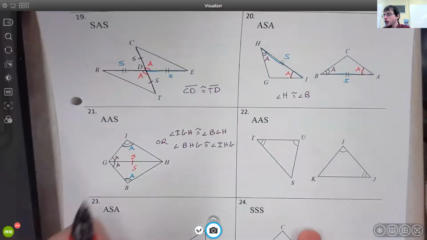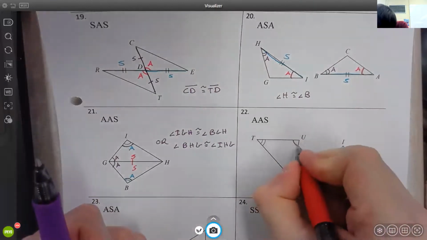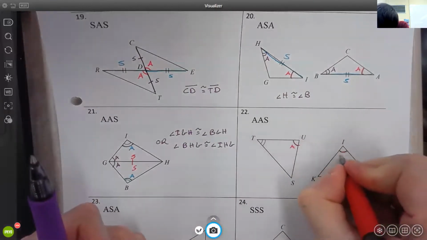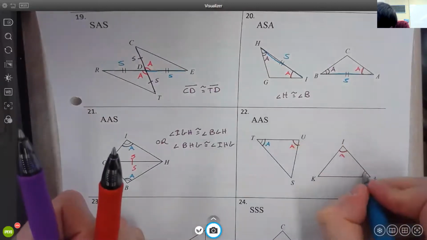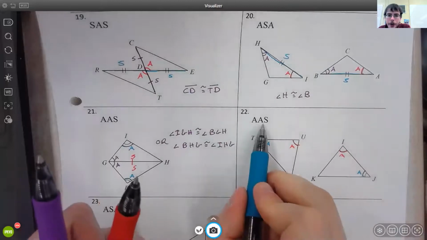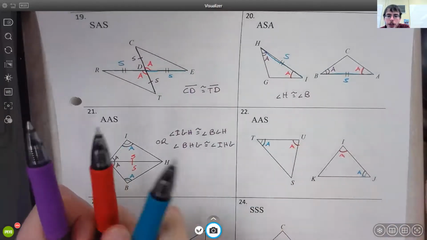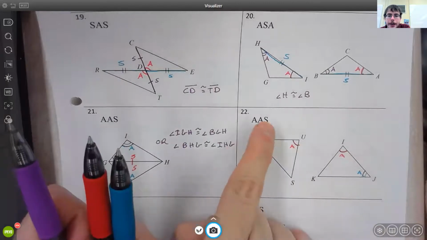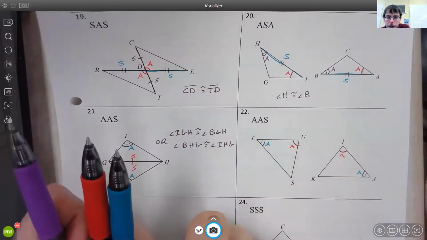Okay. Number 22. Number 22, we have a pair of congruent angles here. We have another pair of congruent angles here. So it wants us to do angle, angle, side. We already have two pairs of congruent angles, so we need a congruent pair of sides. Now the sides cannot go between the two angles. So TU and IJ are off limits, but these other two will work.